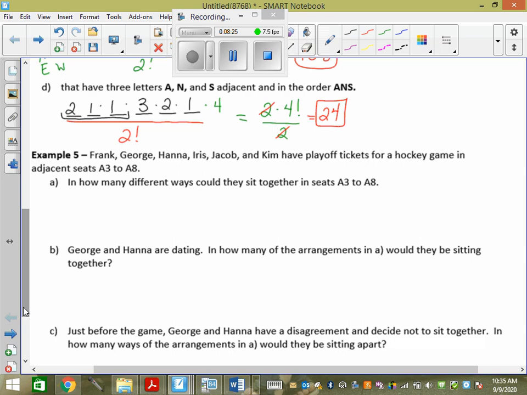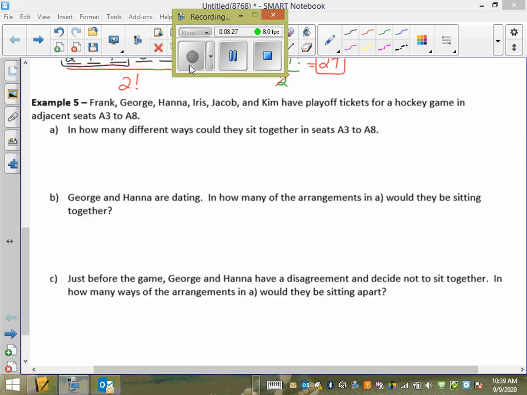Okay, I want you guys to try A and B. Example 5. So here it says Frank, George, Hannah, Iris, Jacob, and Kim. How many people is that? 6. They have playoff tickets for a hockey game in the adjacent seats A3, A4, A5, A6, A7, and A8. So there's 6 seats, right? Yes, there is. How many different ways could they sit together in seats A3 to A8? So that would literally just be 6 factorial, right? 720. Or 6P6. Or 1, 2, 3, 4, 5, 6.